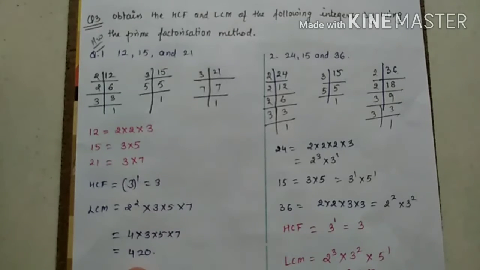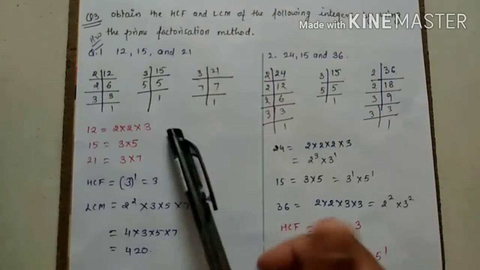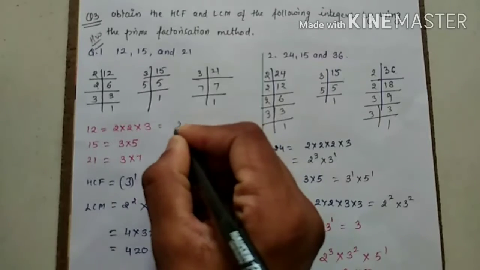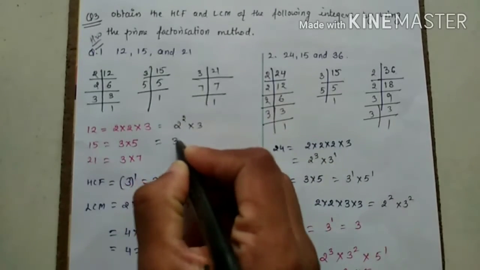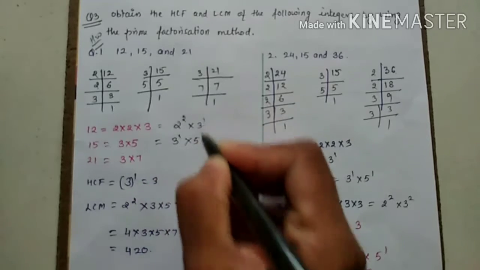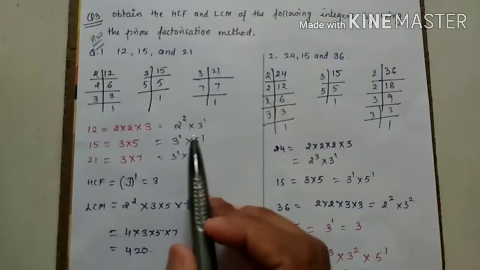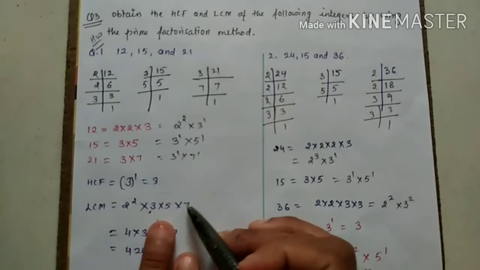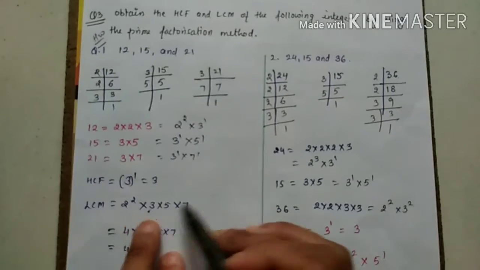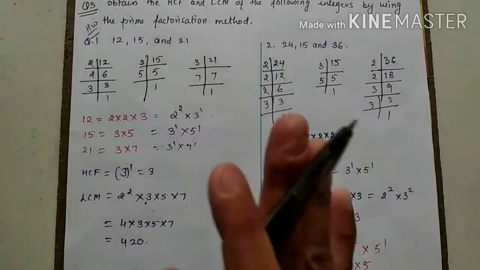LCM is the common as well as the numbers which are not common, but we will take the highest power. So 2 into 2, it means 2 to the power 2. I can write here, if you want, and you can write also. 2 to the power of 2, 3 to the power 1, 5 to the power 1, 7 to the power 1. Correct? Now that's it. 2 to the power 2, 3 to the power 1 into 5 to the power 1 into 7 to the power 1. This is your LCM. Multiply, you are getting 420. So this is the solution you have to do in this question.